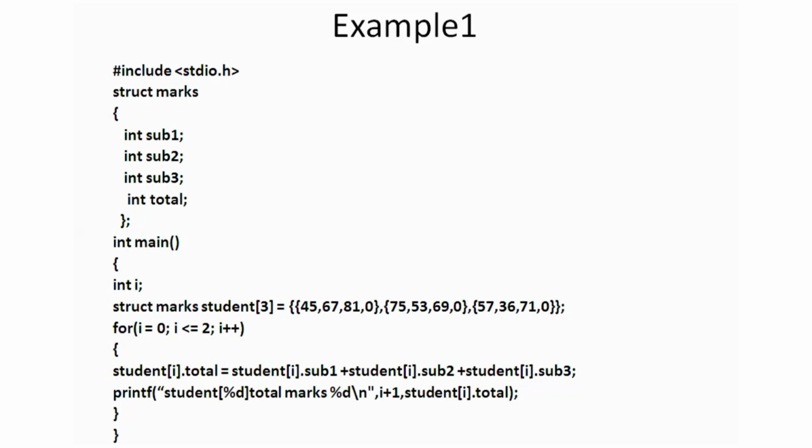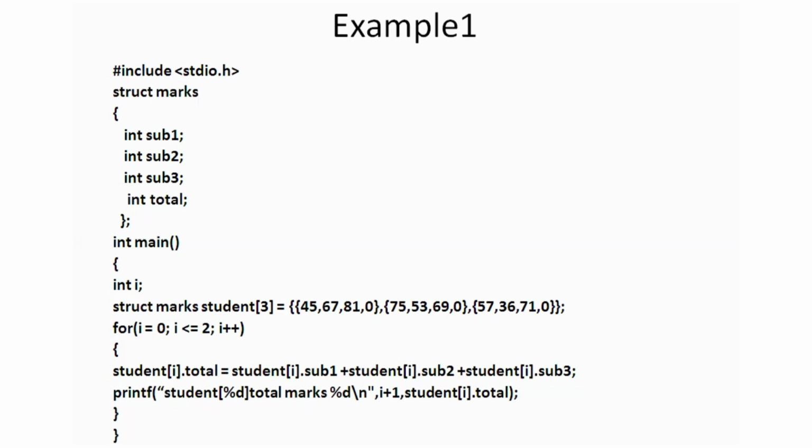Four variables are used within the structure: sub1, sub2, sub3, and total. Because of that, 4 values are given for each record. For the first student record, 45 is allotted to subject 1, 67 to subject 2, 81 to subject 3, and 0 for total. The second student record is 75, 53, 69, and 0. The third student record is 57, 36, 71, and 0.